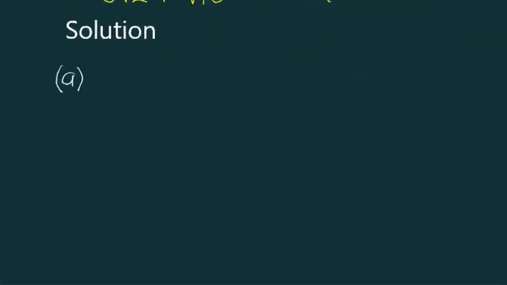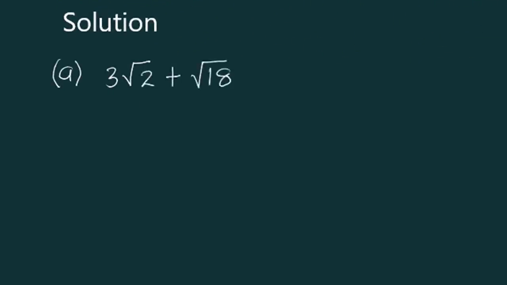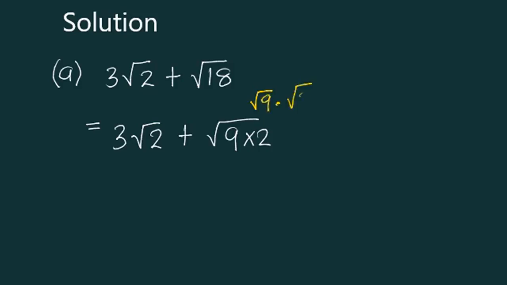On part A we've got 3 root 2 plus the square root of 18. We're going to be simplifying, starting with 3 root 2, which is already simplified, so we have no problem with it. But with root 18, we know that 18 is a product of 9 and 2, so it's the same as the square root of 9 times 2. From the previous lesson, this means we are talking about the separate square roots of 9 and 2, so it's equal to the square root of 9 multiplied by the square root of 2.